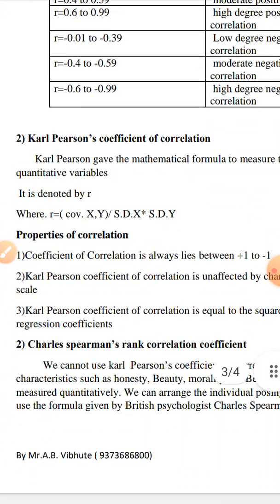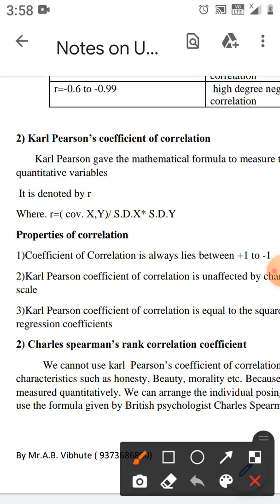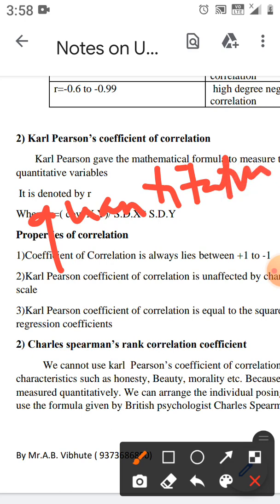The second method is Karl Pearson coefficient of correlation, and the third one is Charles Spearman rank correlation coefficient. The difference between Karl Pearson and rank correlation is based on the type of variable. Karl Pearson coefficient of correlation is related to the quantitative variable, and Charles Spearman is related to the qualitative variable.